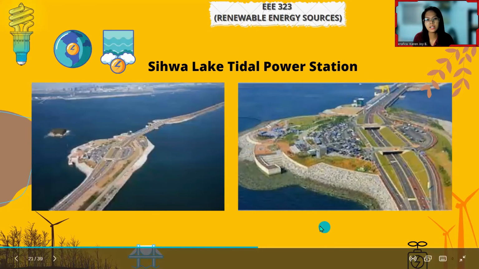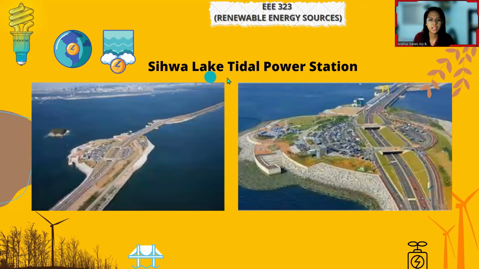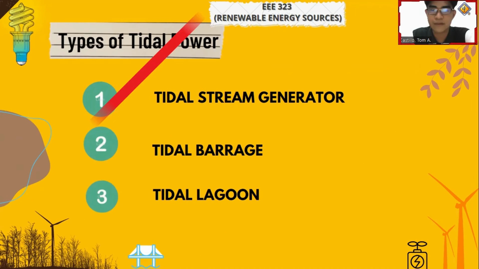So, here are some examples of tidal power stations. The Sihwa Lake Tidal Power Station. Now, these are the types of tidal power: tidal stream generator, tidal barrage, and tidal lagoon. First, what is a tidal stream generator?